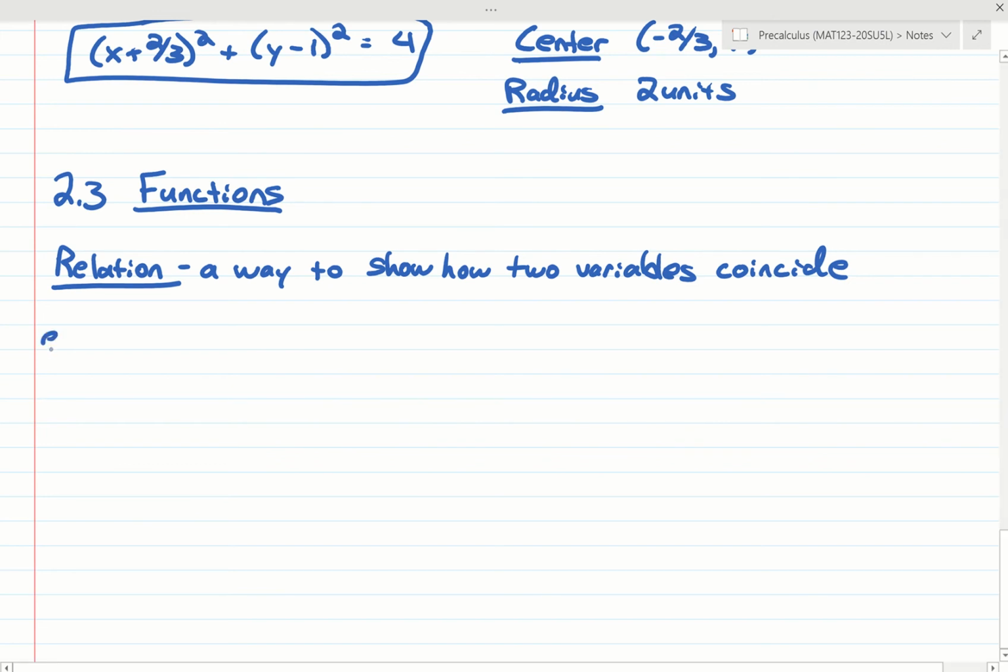Now we have different ways we could show a relation. One way we could show a relation is with a table. And a table just looks like this. You could have x and y values, maybe as x is like 1, 2, 3, 4. To get y, you just multiply by 2.